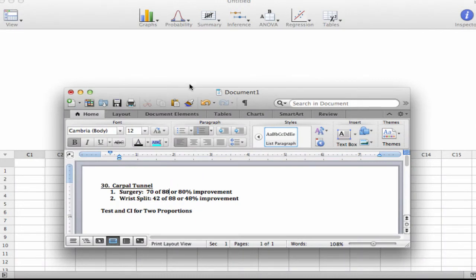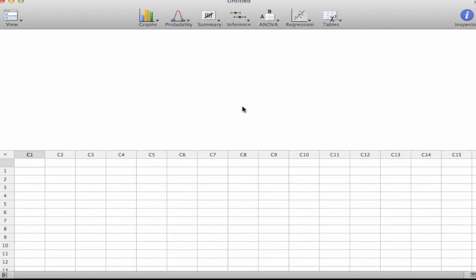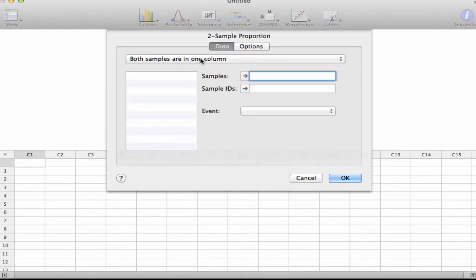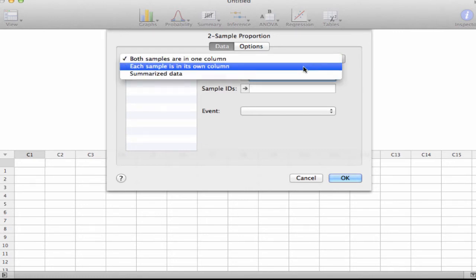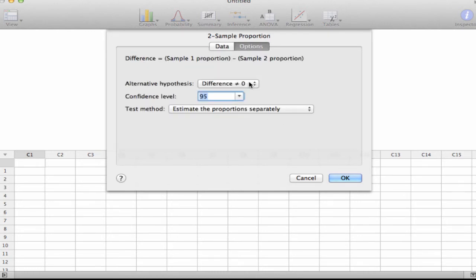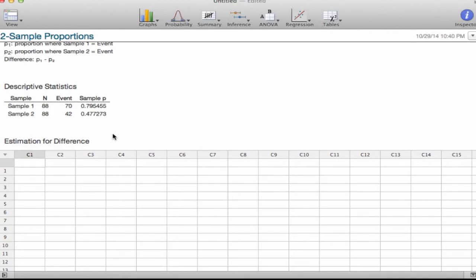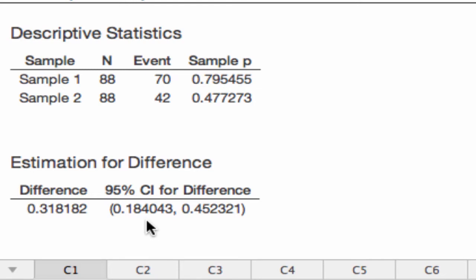Is there a difference? To find a confidence interval, we have to go to inference, and we're going to do a two proportion comparison. Since we have both samples in one column, you drop down to summarize data. So remember, in sample 1, we had 70 out of 88, and in sample 2 we had 42 out of 88. And then you want to look at your options here. The options are 95% confidence interval. For now, we're going to estimate them separately, and you click OK.